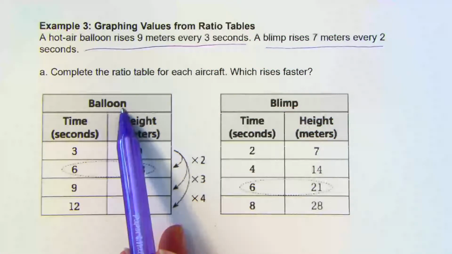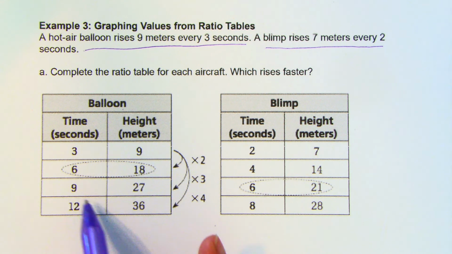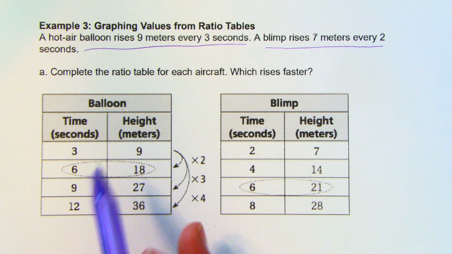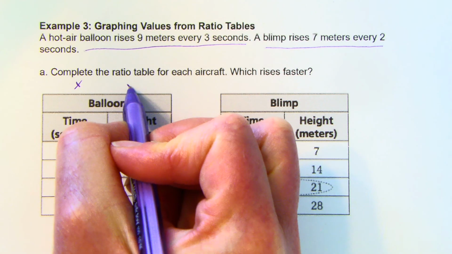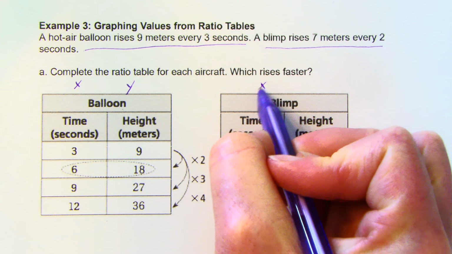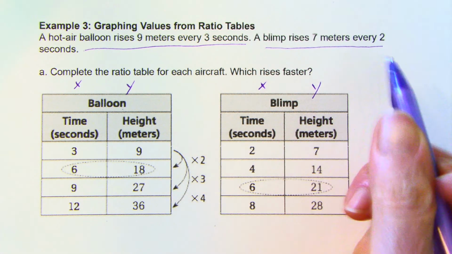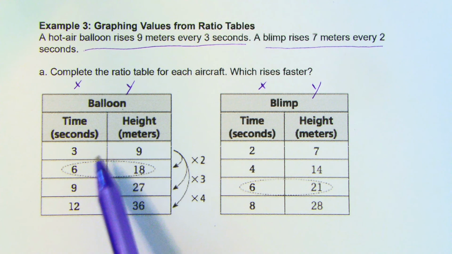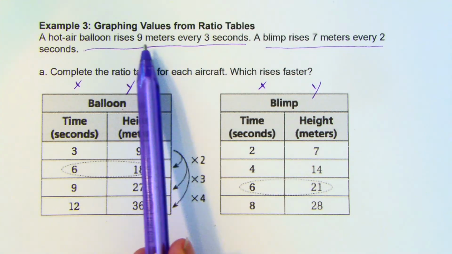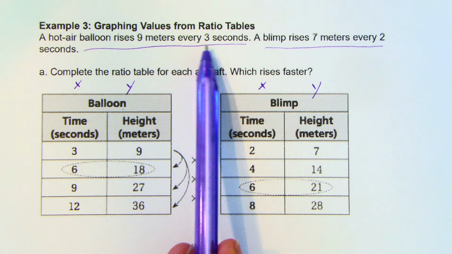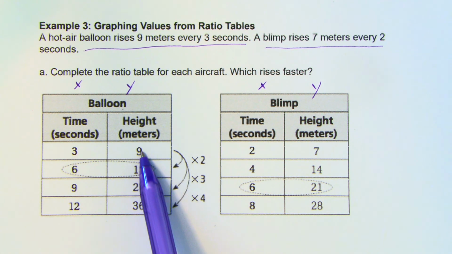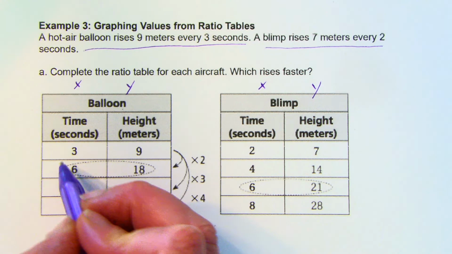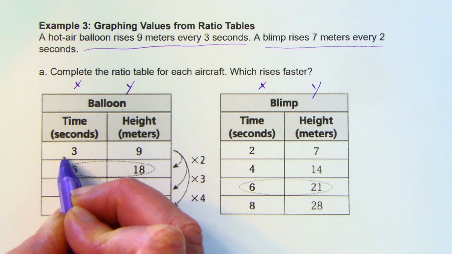All right, so here's the balloon. You have done ratio tables like this in the last chapter when we did some graphing. This is going to be your X value. This is going to be your Y value when we start graphing. We'll talk about that a little bit more in a minute. Okay, and just organizing that information. So right from the problem, you see balloon 9 meters every 3 seconds. So in 3 seconds, it rises 9 meters.